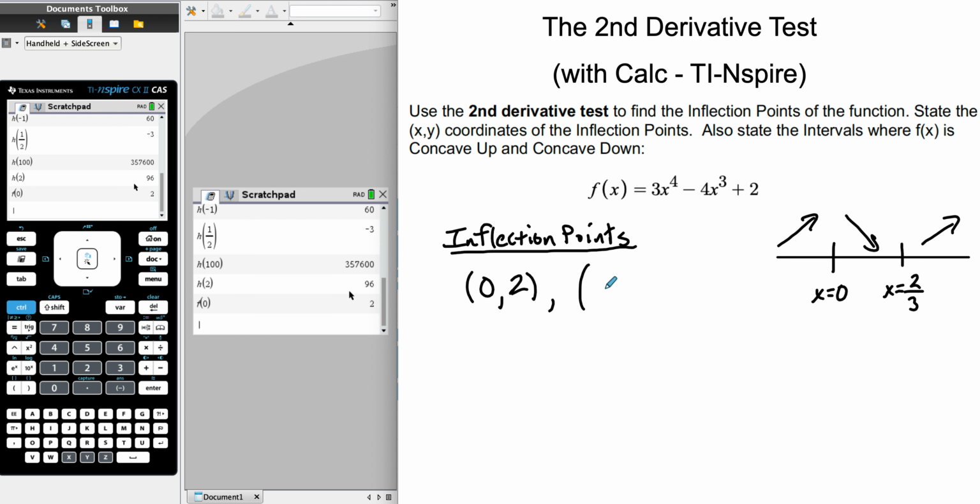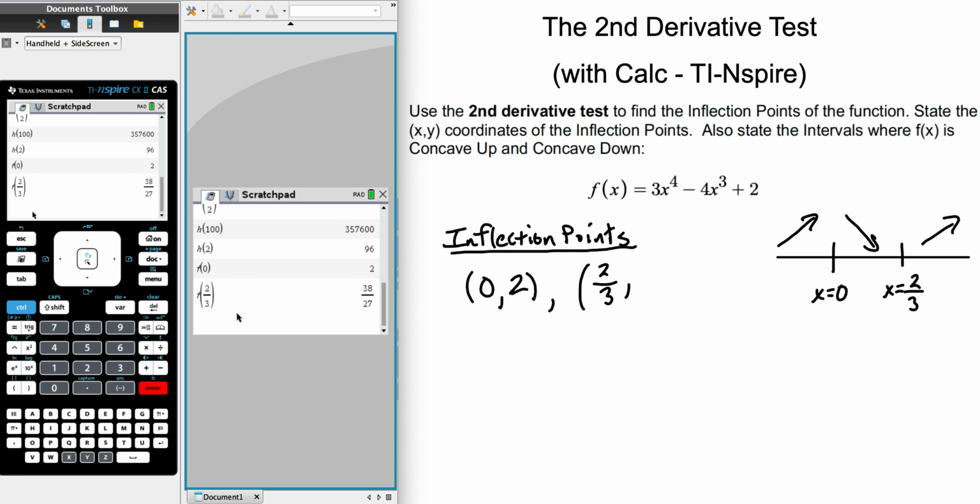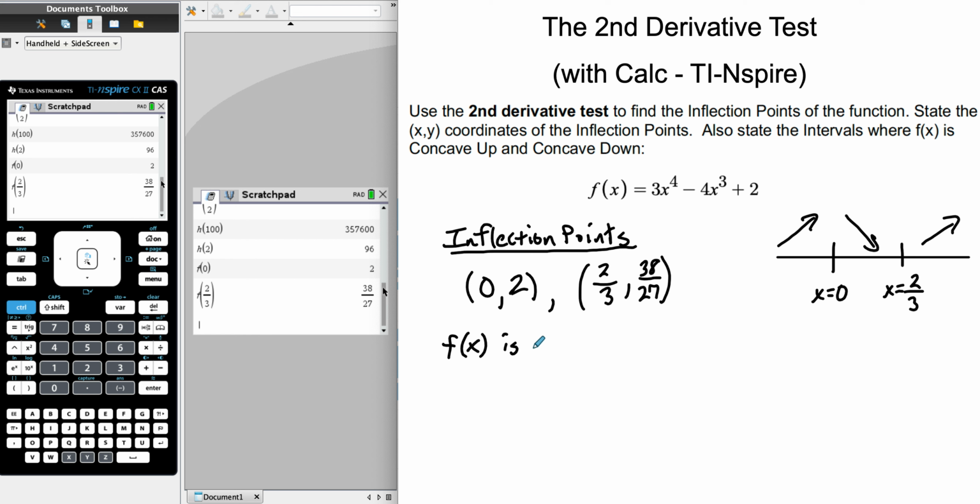And then I got one more inflection point here at 2/3. So I'll go ahead and input f of 2/3 over here. So input f of 2/3, and that gives me 38/27. So there's my other y value. So 38/27. So I have two inflection points here. And the last thing I just need to do is say that f of x is concave up on -infinity to 0, and then again from 2/3 to infinity.